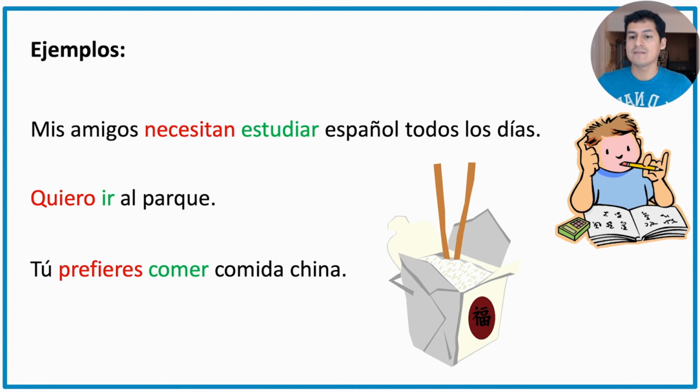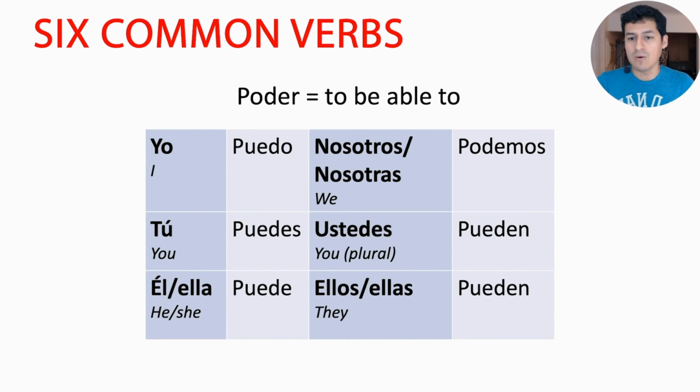Tú prefieres comer comida china. Prefieres is conjugated and comer is not. Prefieres conjugated for tú and comer remains in infinitive. It doesn't change. Here are 6 of the most common verbs used with a second verb and their conjugations.